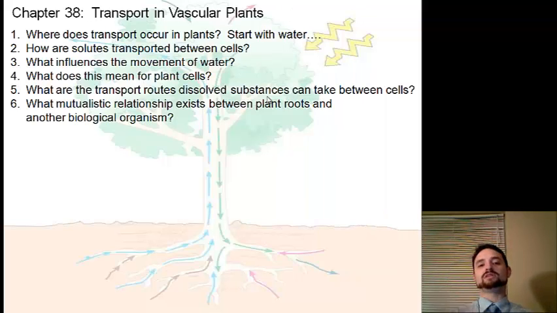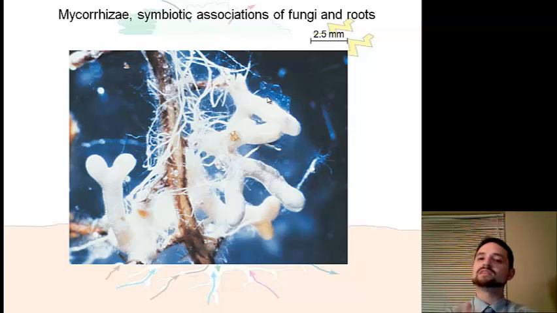There are also some mutualistic relationships between plant roots and other biological organisms. One is mycorrhizae. This is the most common. About 97% of plants have this symbiotic relationship. It's mutualistic, where the fungus will spread out and allow even more water absorption. It will absorb water, bring it over, and exchange that water to the root, and in exchange, it gets sugar. Fungi, although they look like plants in many instances, are not autotrophs. They are heterotrophs. They cannot make their own energy, so they get sugar from the plant this way, and in exchange, they bring extra water to the plant.